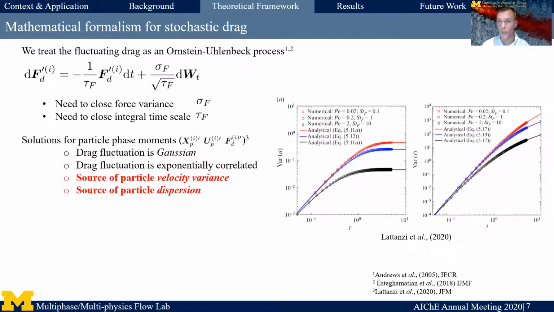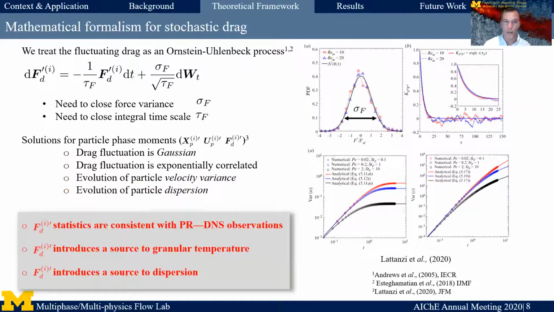Moving on, we see that the fluctuating drag force now introduces a source into our particle velocity variance as well as our particle dispersion. And the big takeaway here is that we are not randomly introducing our drag fluctuations. We are designing a stochastic differential that yields statistics which are consistent with particle-resolved DNS. And this fluctuating drag force now gives us a reason for these particles to build finite granular temperature velocity variance and then undergo dispersion.